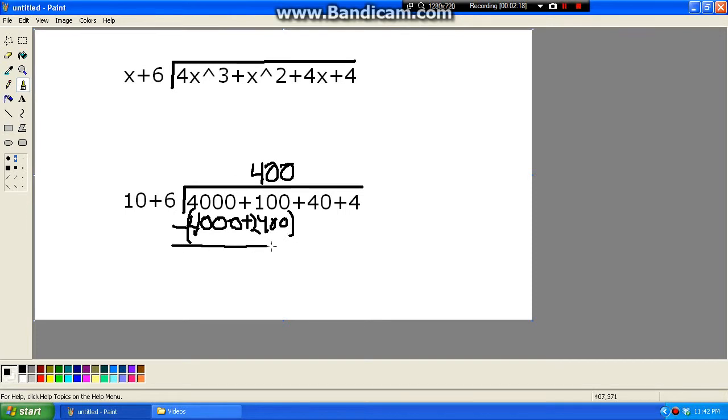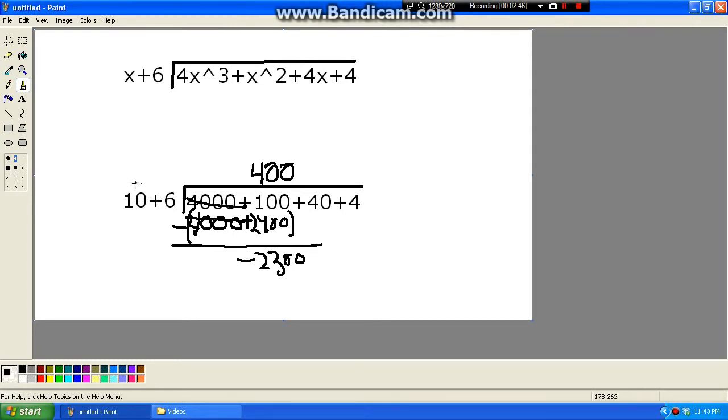And what does this get us? Well, the 4,000s cancel out. Okay? But we still got to do this thing. What's 100 minus 2,400? Well, that is negative 2,300. Okay? Negative 2,300. Wow.